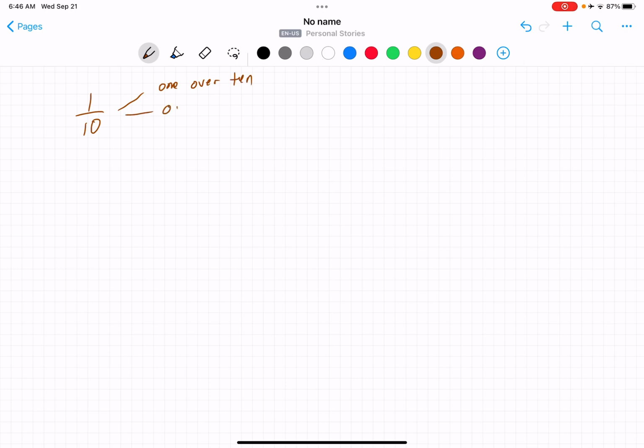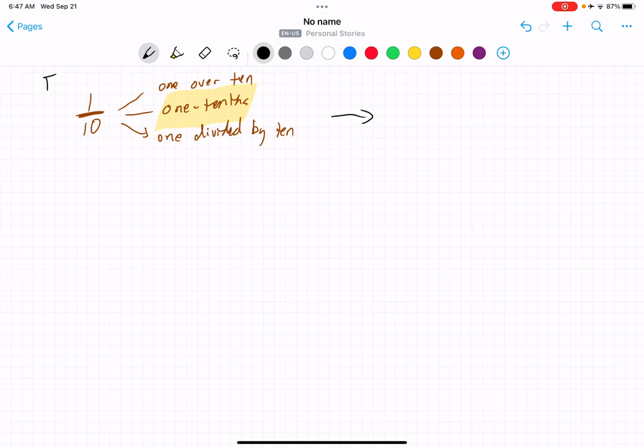You can say 1/10. Or actually, this line means divide. We can say 1 divided by 10. Okay, so those are three different ways to say this. Now, the most common way that you'll hear students say it is 1/10. Well, this sounds really familiar because this is what we normally see as a decimal as well.